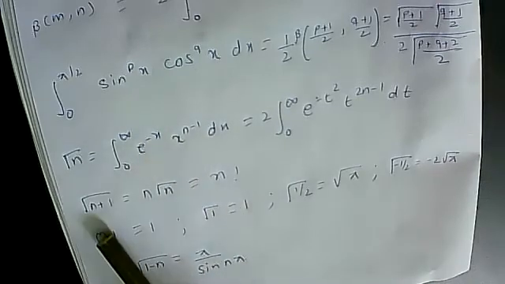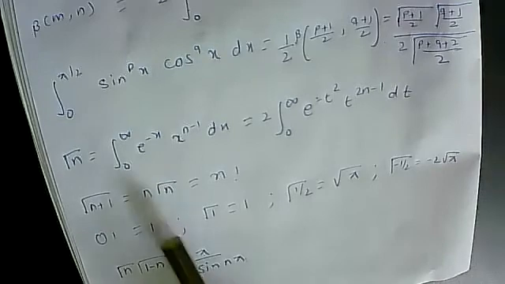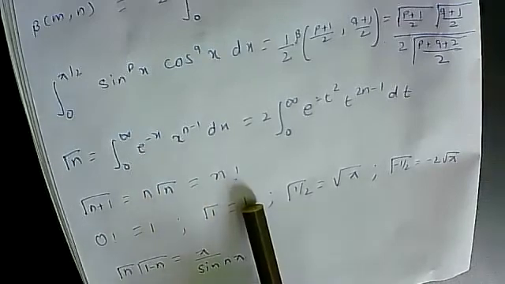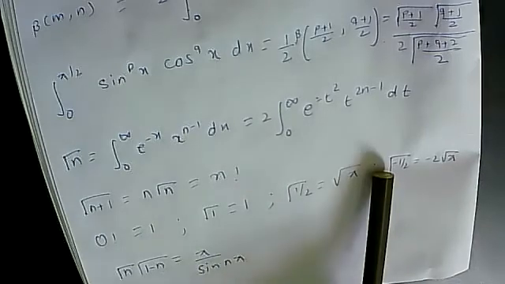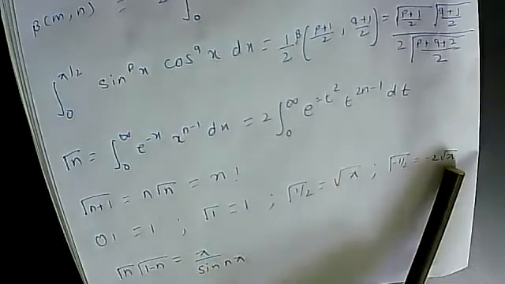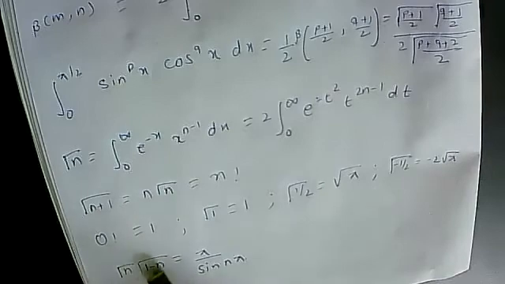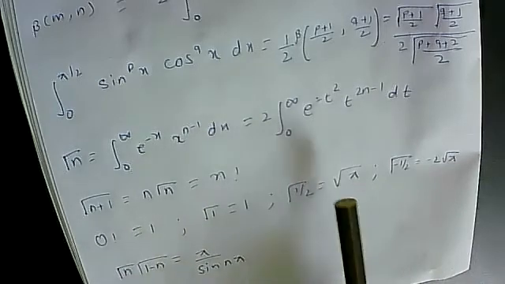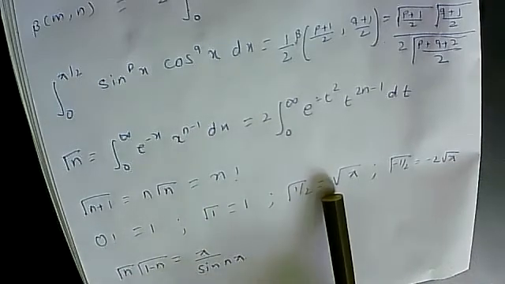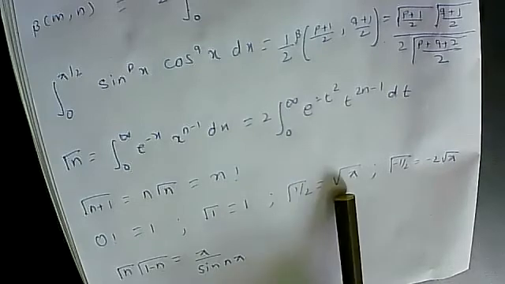Okay, 0 factorial is 1. So gamma(1) is equal to 1. Gamma(1 by 2) is equal to root pi. Gamma(minus 1 by 2) is equal to minus 2 root pi. Gamma(n) gamma(1 minus n) is equal to pi upon sine n pi. These are the properties which I will be using during numericals. This result can be easily proved by putting m and n equal to 1 by 2 in the standard formula or relation of beta and gamma function.